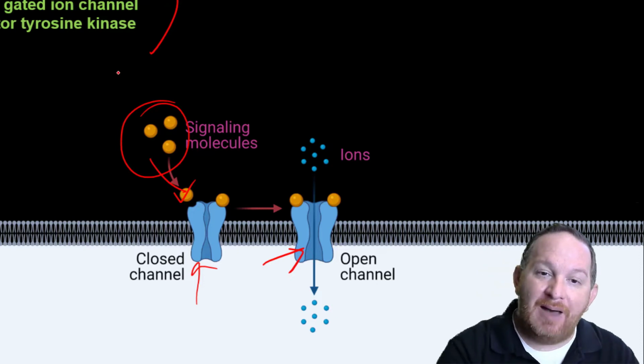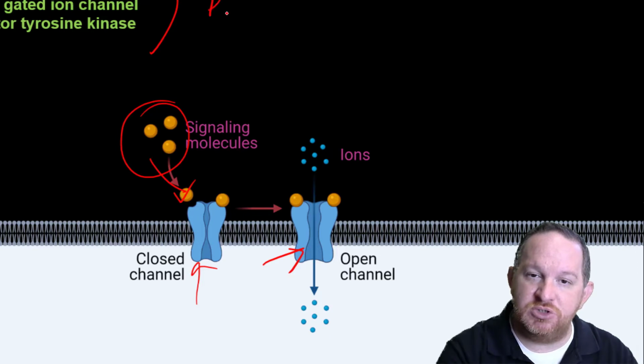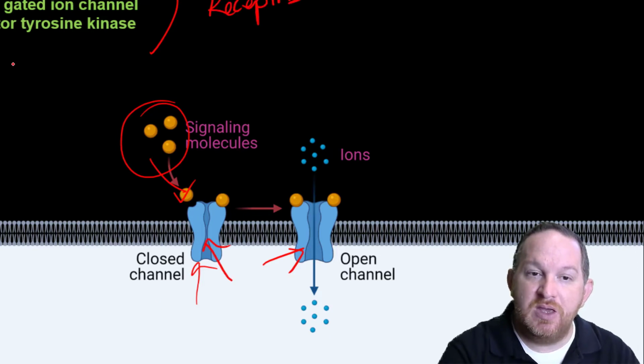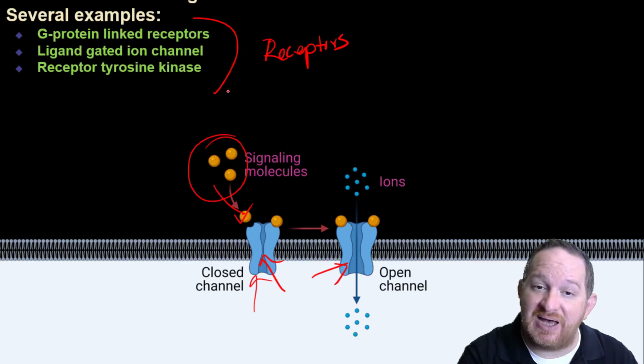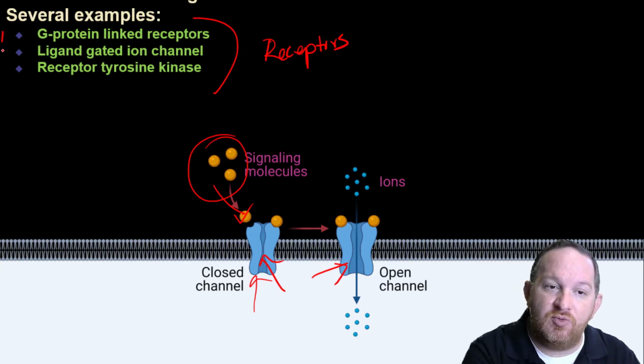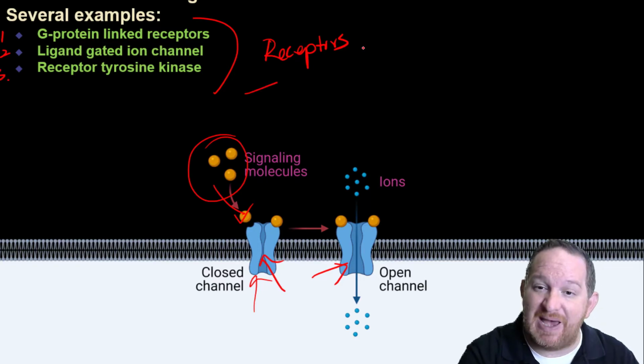Now, I'm giving you right here several examples of types of receptors. So these receptors here: G protein linked receptor, ligand-gated ion channel, which you kind of see here, and receptor tyrosine kinase. So the next three slides I'm going to go through will go through these three receptors.